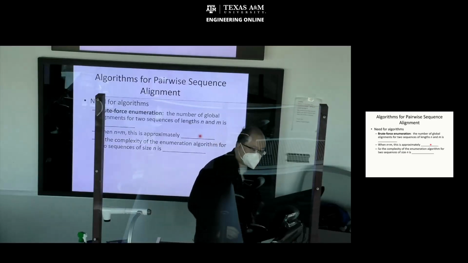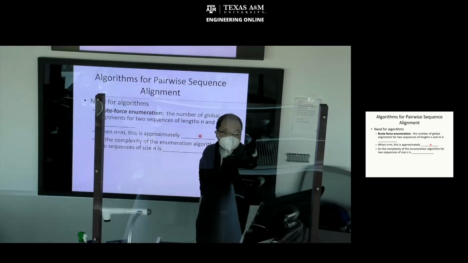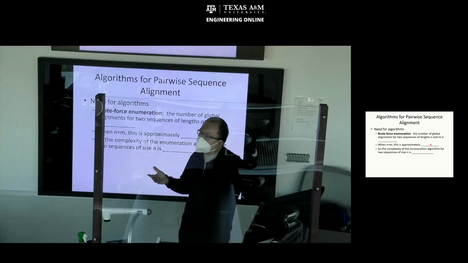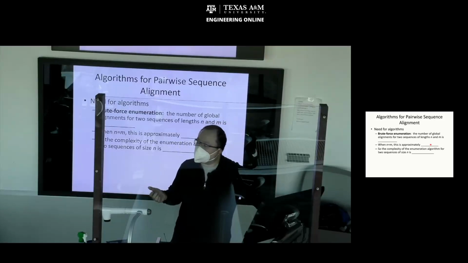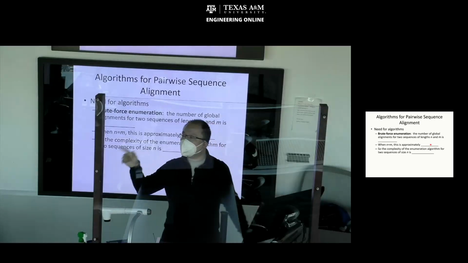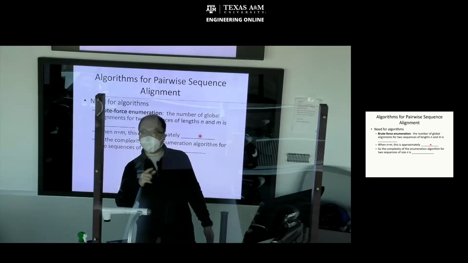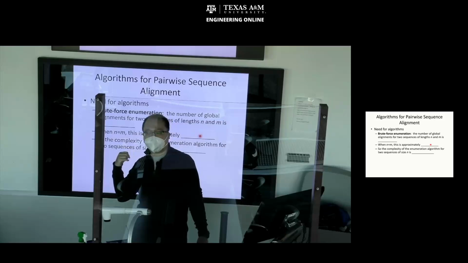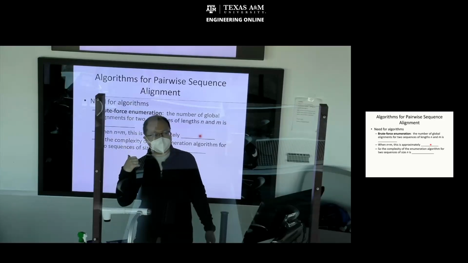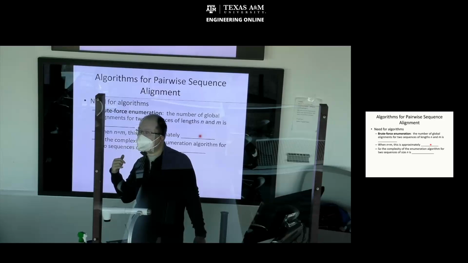So now we learned that the number of global alignments of two sequences of length n and m is m plus n choose m, okay? And we know what m plus n choose n is roughly equal to, right? If you let m equal n, you have 2n choose n, right? Then you have 2n factorial divided by n factorial divided by n factorial, right? And then if you use a formula, have you learned about the Stirling formula? How you can approximate a factorial? The Stirling formula.